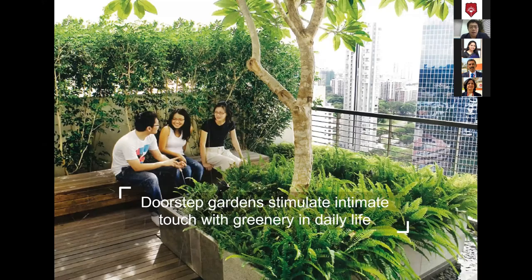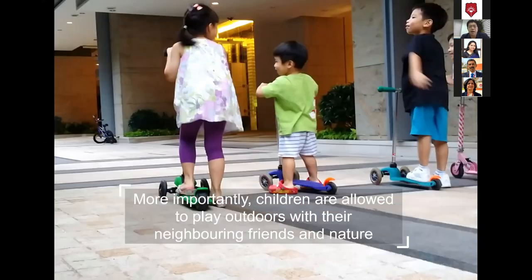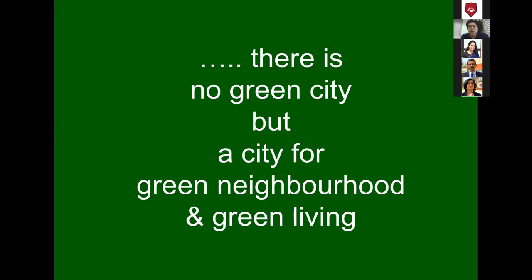And if we have high rises, the green neighborhoods and doorstep gardens are important, which can stimulate an intimate touch with the greenery in daily life. And also the amenities and green spaces should be livable and enjoyable for those daily frequent users. And that can help to establish their neighboring friends and keep them in touch with nature. And these are the concluding remarks of the talk today.